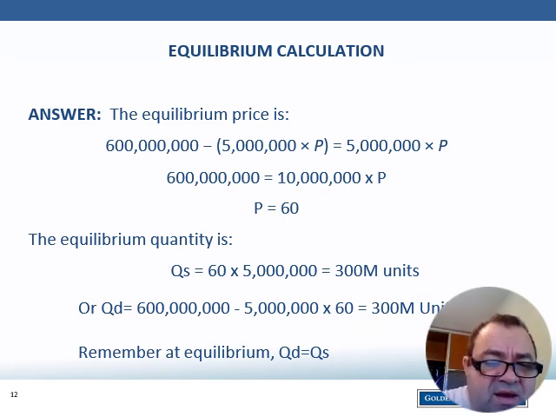Then we can find the equilibrium quantity by putting the price in either the supply equation or the demand equation. It doesn't matter, because at the equilibrium, quantity supplied is quantity demanded. Regardless of which equation you use, you are going to find that the equilibrium quantity is 300 million.